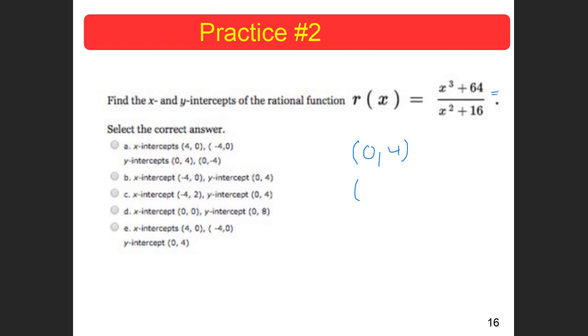equal to 0. I would just cross multiply, and I end up with x to the third plus 64 is equal to 0. Bring the 64 over, x to the third is equal to negative 64. So x equals negative 4, because negative 4 times negative 4 times negative 4 is negative 64. So I'd end up with negative 4, 0. So it looks like letter B. So finding the x and y intercepts is pretty easy.